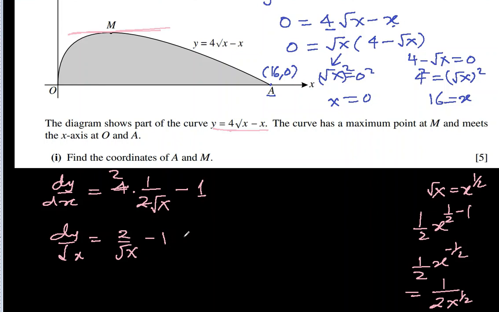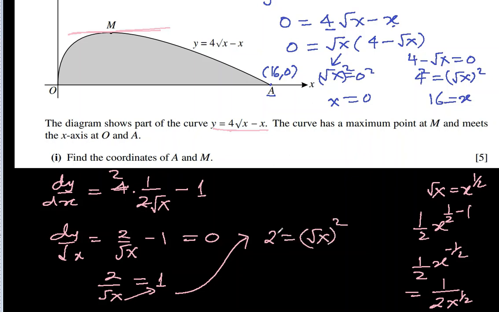And for a stationary point, it has to be equal to 0. This becomes the equation, and we'll solve it now. So 2 over square root x equal to 1 when it goes to the other side. Square root x and 1 will cross multiply, so 2 equal to square root x, and square both sides again. x is equal to 4. The x coordinate of this stationary point is 4. And let's find the y coordinate.